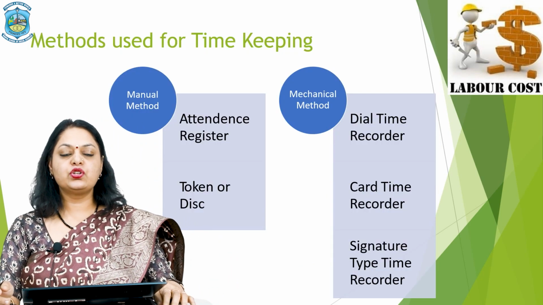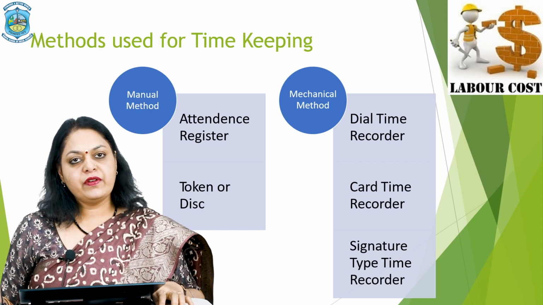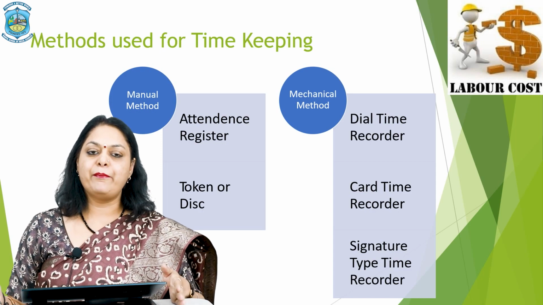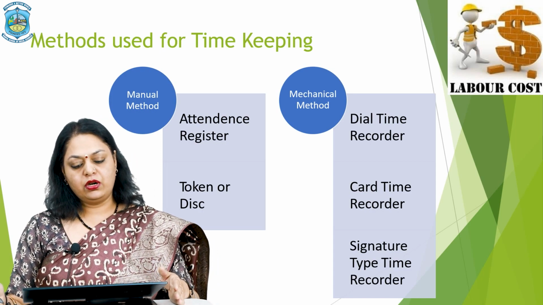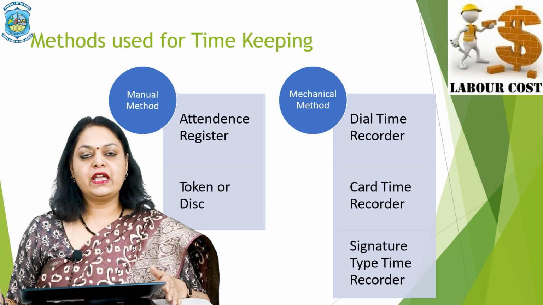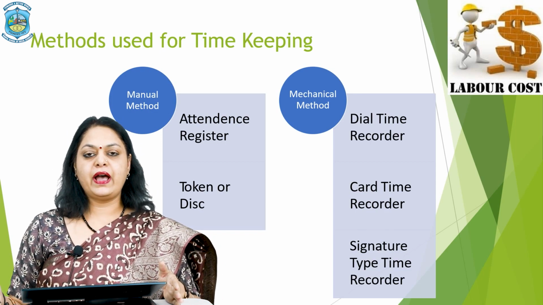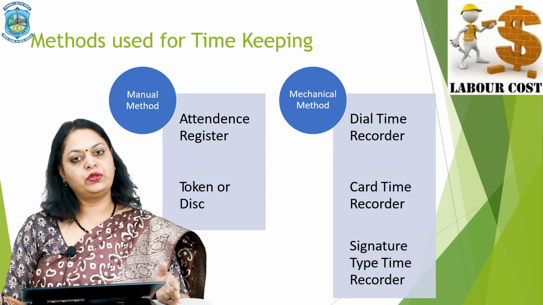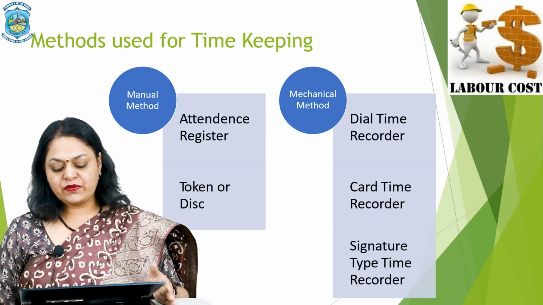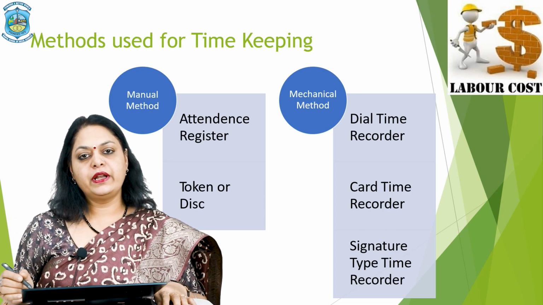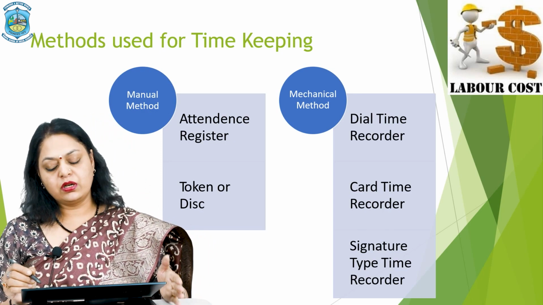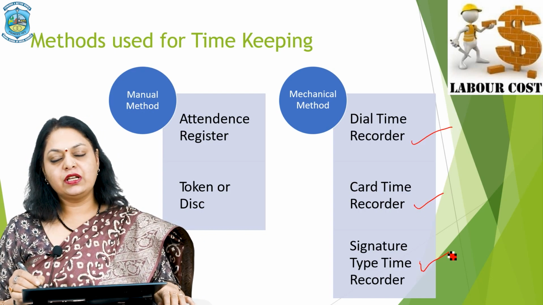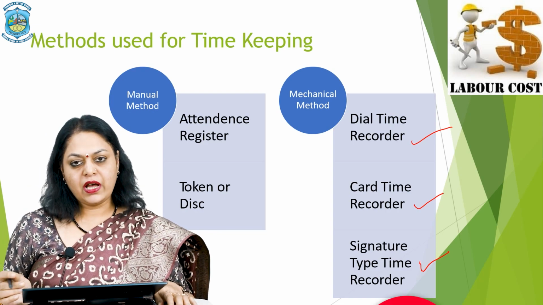Now, methods used for timekeeping. We can classify timekeeping into two, that is manual record and mechanical record. Earlier, the workers' record was maintained by keeping an attendance register and a token or disk which was provided to the workers. Nowadays, we have mechanical methods of keeping the record of the workers, that is dial time recorder, card time recorder, signature. Nowadays, biometrics are also available.